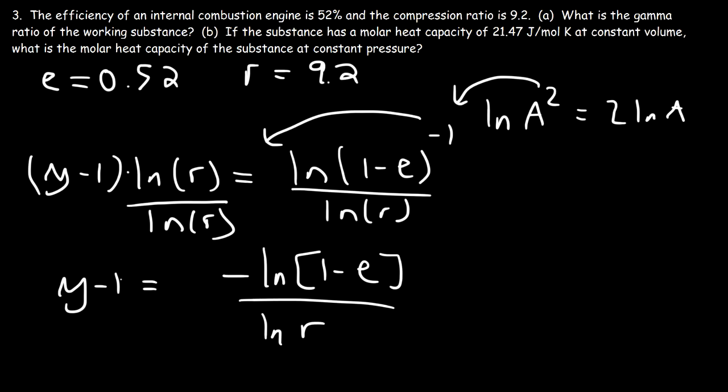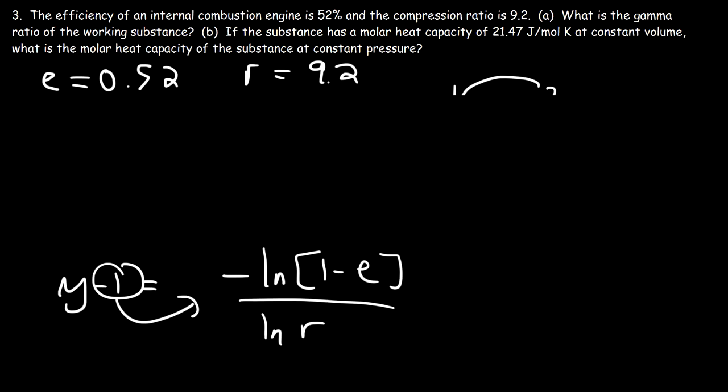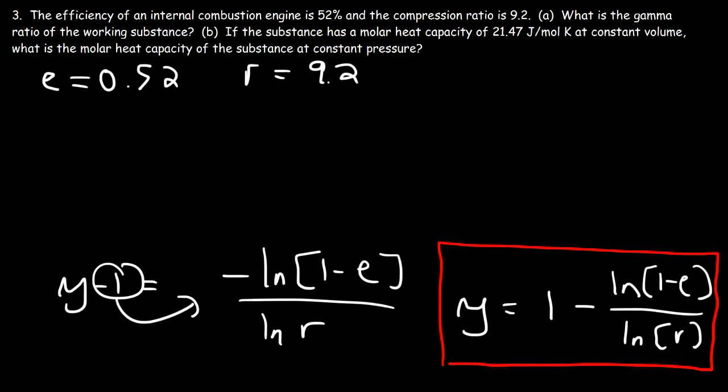Now I'm going to add 1 to both sides. I'm going to move this to that side. And so therefore, the gamma ratio is going to be 1 minus the natural log of (1 minus e) divided by the natural log of the compression ratio. So this is the formula that you want to use to calculate the gamma ratio.